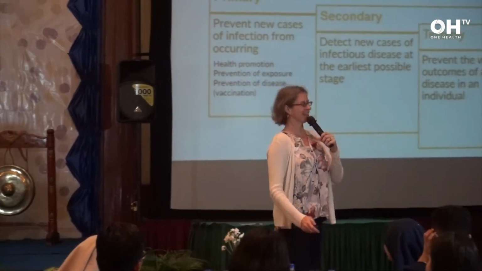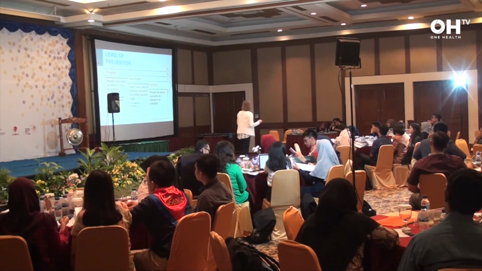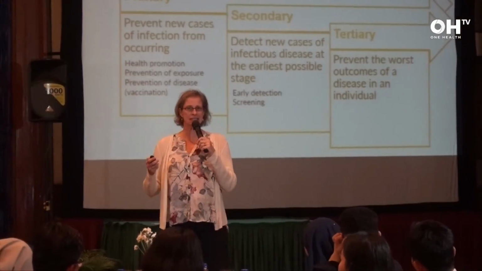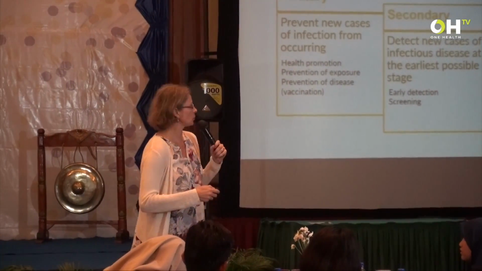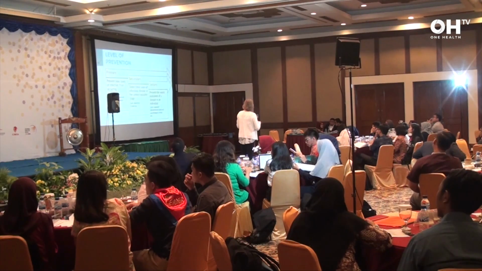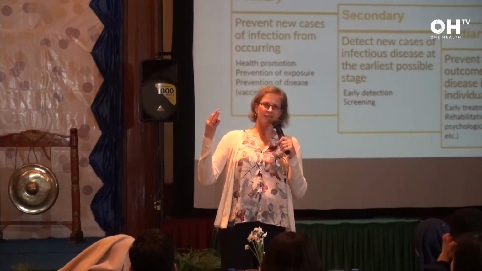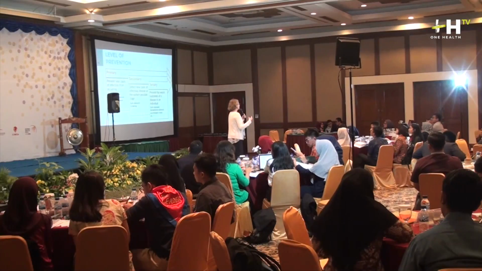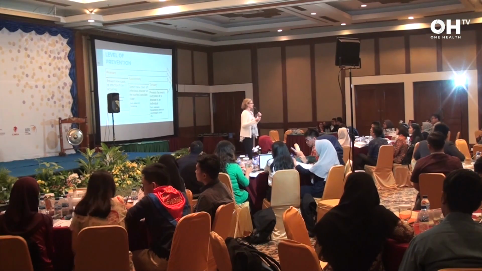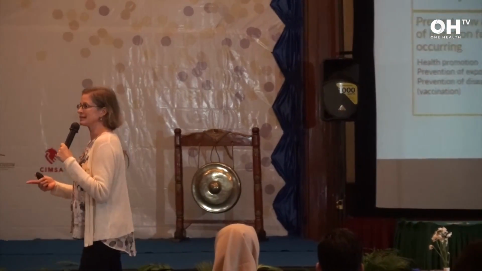Thank you for answering. And then tertiary levels of prevention, okay? Preventing the worst outcomes of disease in an individual and by extension a population. It's a bit of cognitive dissonance saying tertiary prevention, because you're not really preventing the disease, but you're preventing the worst impacts. And so preventing the worst impacts deals with early treatment and then rehabilitation.